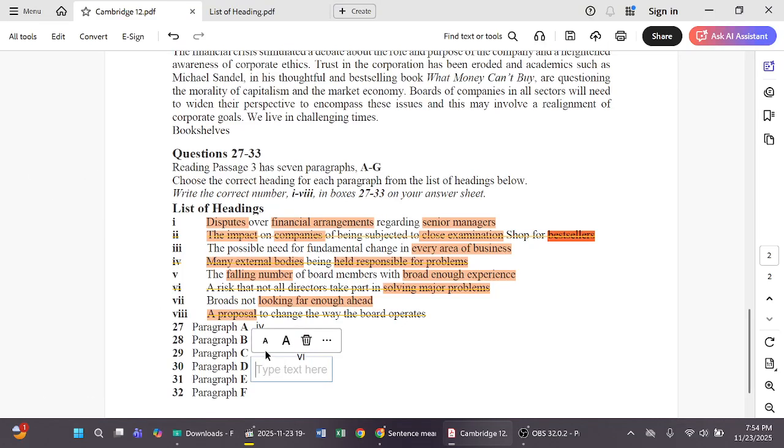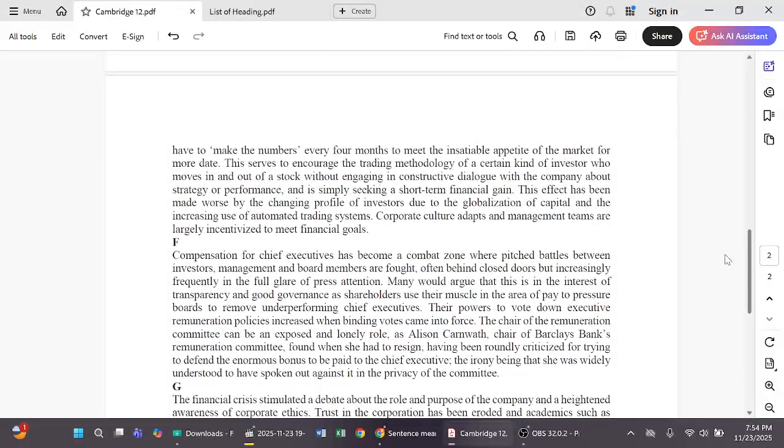Okay, here we can just write VII, that means it's 8. Okay, done. So we have to just go through the next paragraph, that is paragraph E.